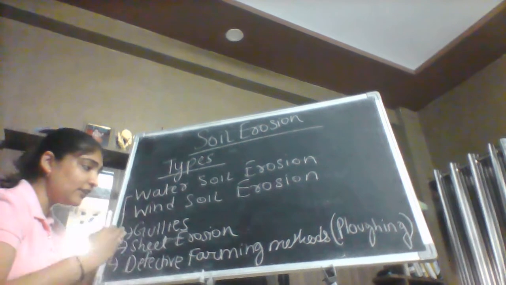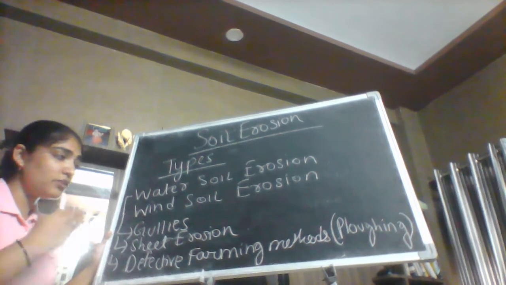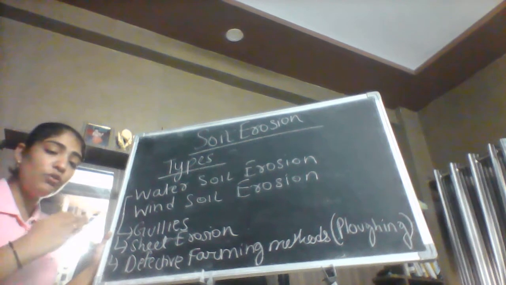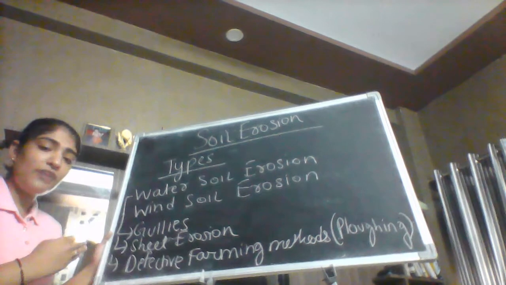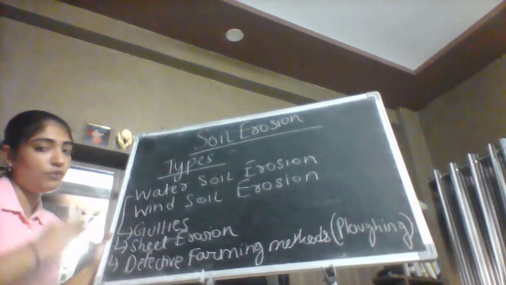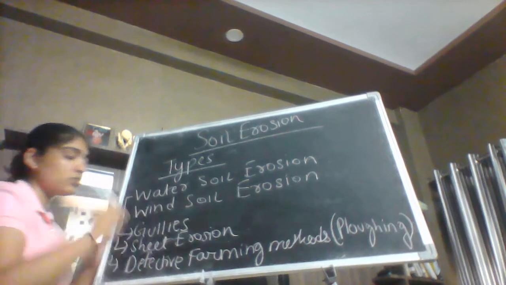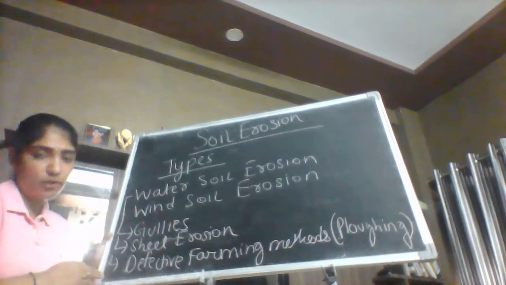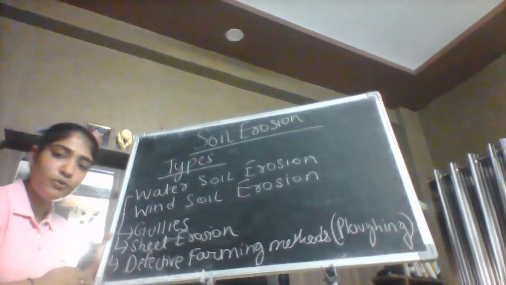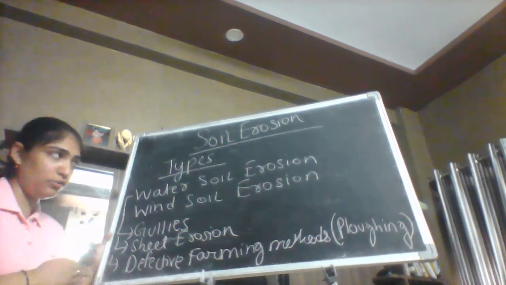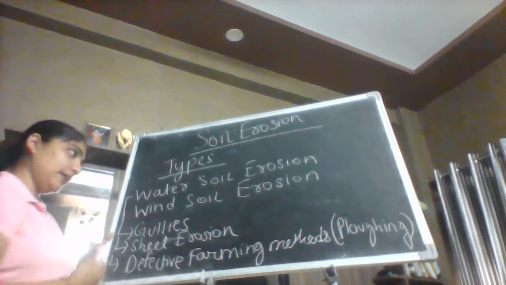Now what are the defective farming methods or plowing? In the defective methods of farming or plowing, there is a role of both the natural and the human factor. For gullies and sheet erosion, it is totally natural soil erosion. But defective farming methods are an interplay of both the human and the natural factor. Let's discuss the defective farming methods, plowing, in detail.